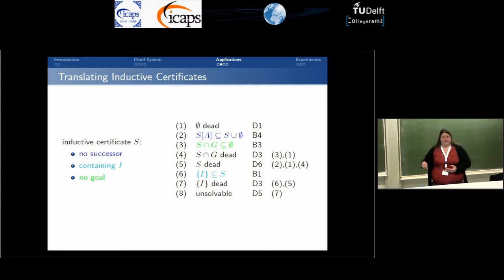From this we can then also follow, together with the second and the first part of the proof, that S is actually dead. And now we just need to show that I is dead, and since we know that I is in S, we can say the set consisting only of I is a subset of a dead set, and thus is dead, and thus the task is unsolvable.